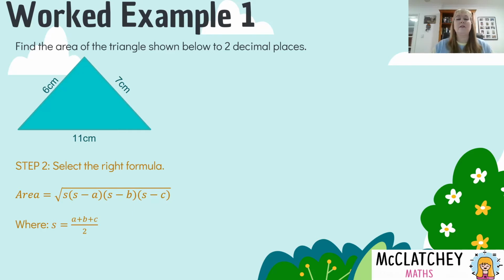You've always got to ask yourself, what sides do I have? What angles do I have? Is the angle between sides? Are there no angles? Are there no sides, etc.? And that way you'll be able to work out which formula to select.